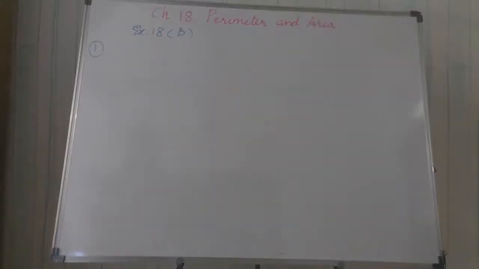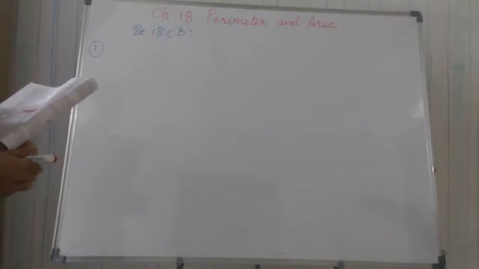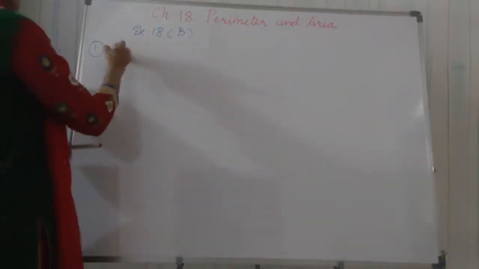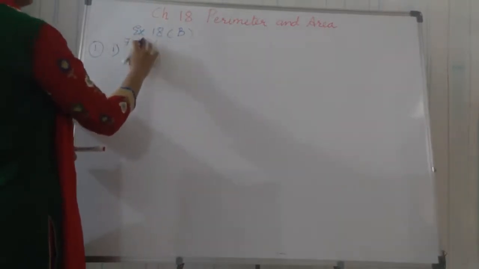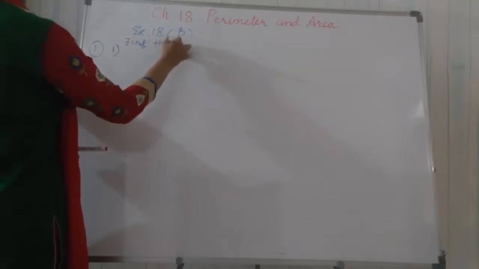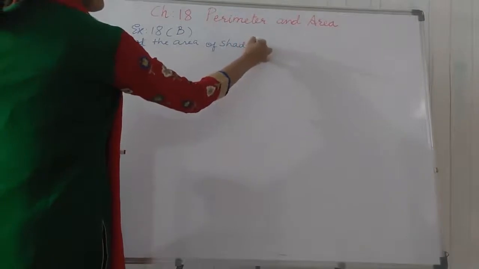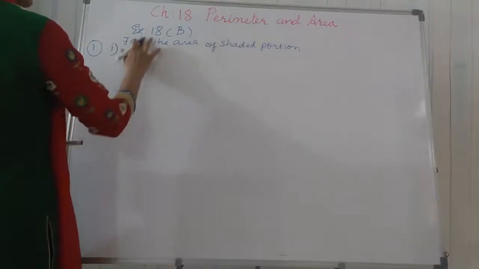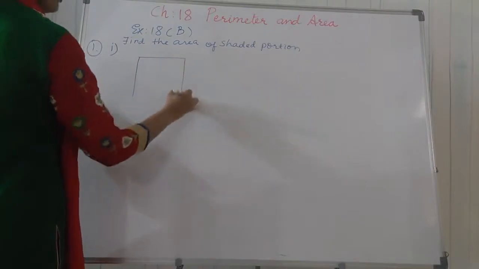Now let us start our exercise 18b, question number 1. Now see students, here we are given one figure and it is written find the area of the shaded portion in each case. So here the first figure, first question, is find the area of shaded portion. So now let us solve it. Now the figure is given like this. Let me draw the figure for you.